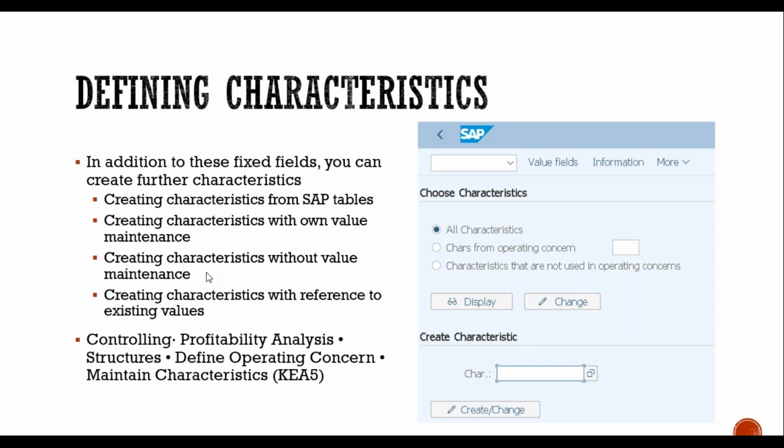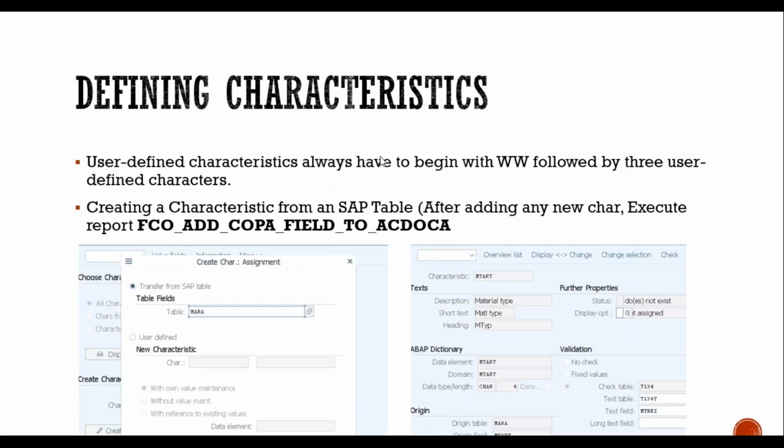And the last one is creating the characteristics with reference to the existing values. I'll show you this with the example. So this is where you can go and create the characteristics. We will see some examples. We will create some characteristics from SAP tables, from own value maintenance, without value maintenance, and this also. So this is an example of each and every one.